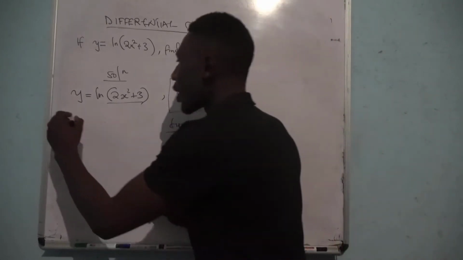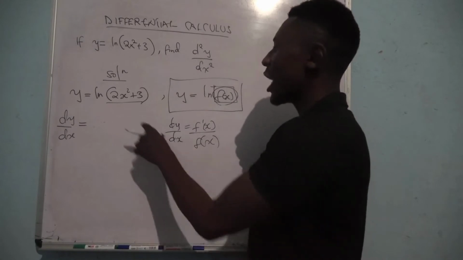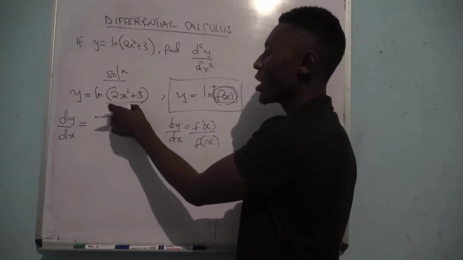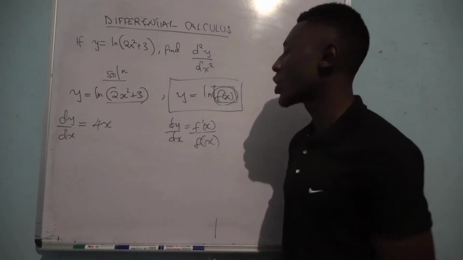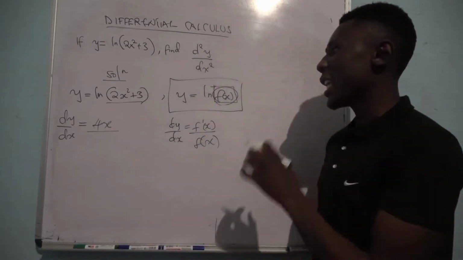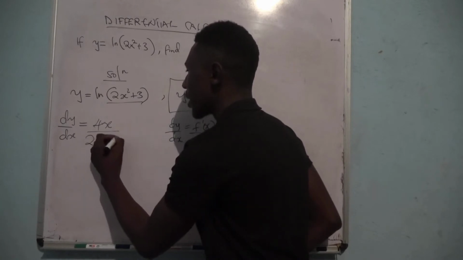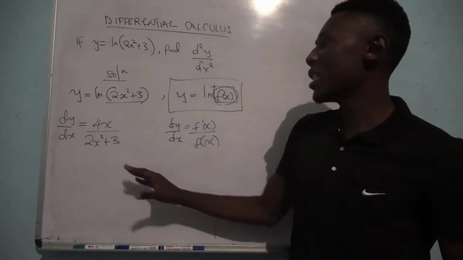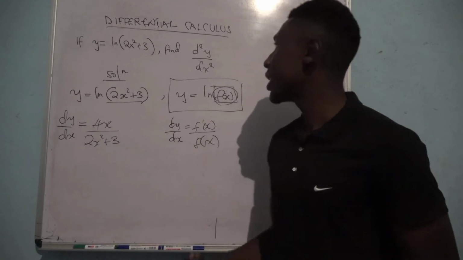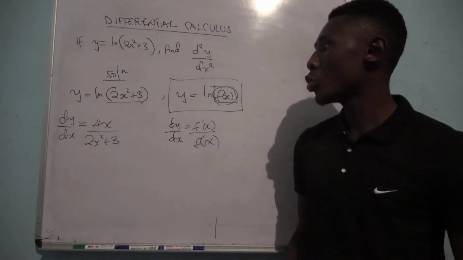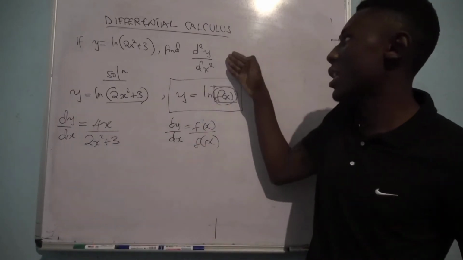So dy dx will be equal to f prime of x of this one. Differentiating this using the power rule, we get 4x. Then we divide by the function itself the way it is, which is 2x squared plus 3. This is our first derivative. Now the problem is not telling us to find the first derivative, but rather the second derivative. So we're going to differentiate this gradient function again to come up with the second gradient function.